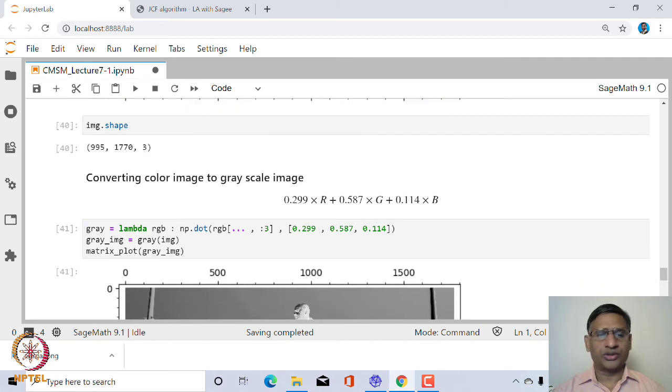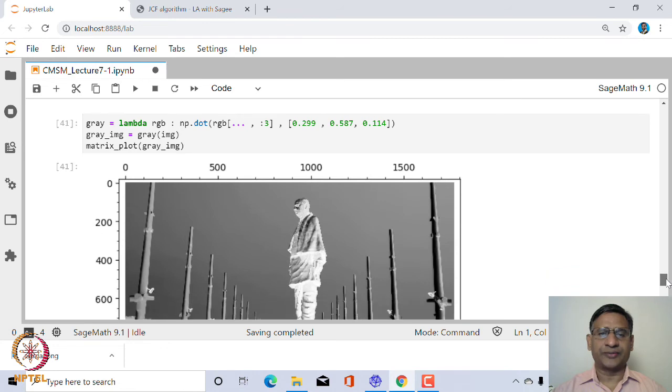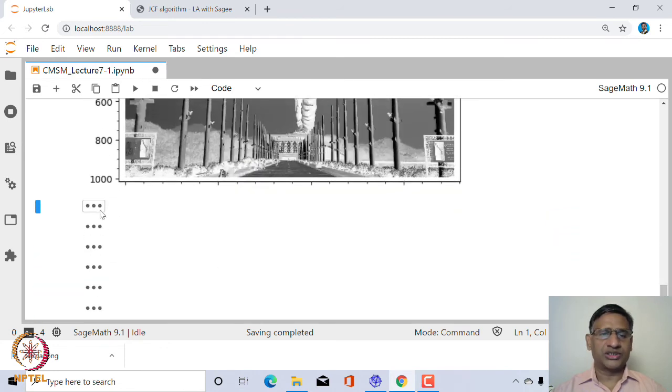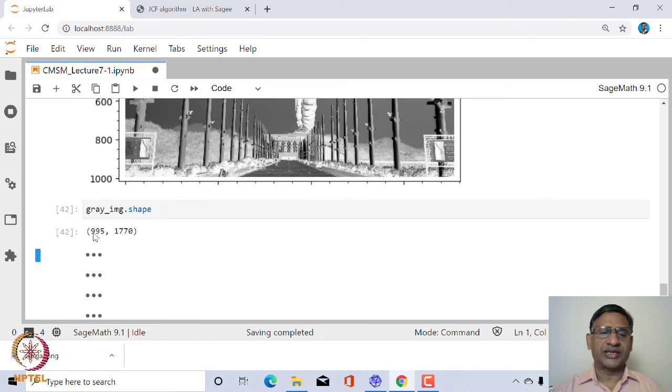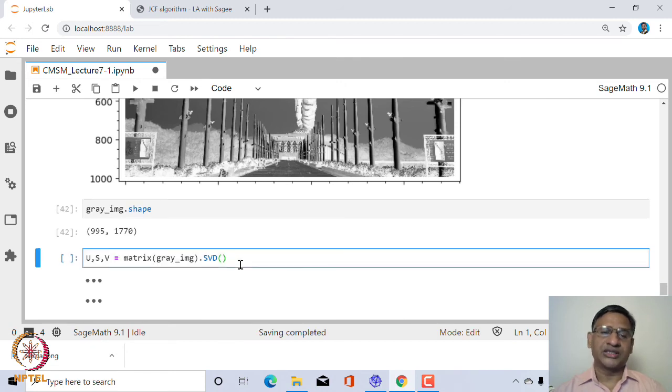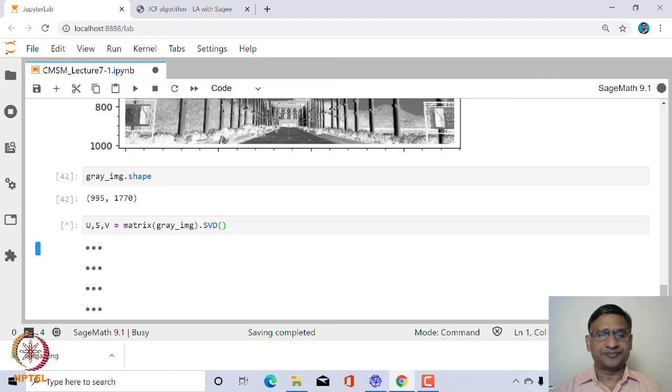Now, this image is converted into a gray image. It does not look all that great, but it will retain the dimension. So, now let us look at the shape of this image. It is 995 by 1770. Now, we will find the singular value decomposition of this matrix. This is a very large matrix, and if you find the singular value decomposition, it may take some time, maybe a few seconds, depending upon the speed of your computer, right.